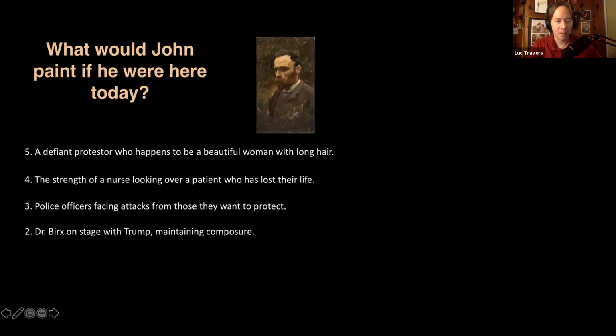Number 2, Dr. Burke's on stage with Trump, maintaining composure. So this was, I believe, from another session, and I didn't know who Dr. Burks was, but there's video of when Trump was describing the things that you could ingest to help you or that you might ingest, and this is completely medically wrong. And Dr. Burks is a female doctor who is there as an advisor, and there's video of her sitting in the wings, kind of biting her lips as she is hearing the absurdities that are being said. And then one more, a woman running for president.